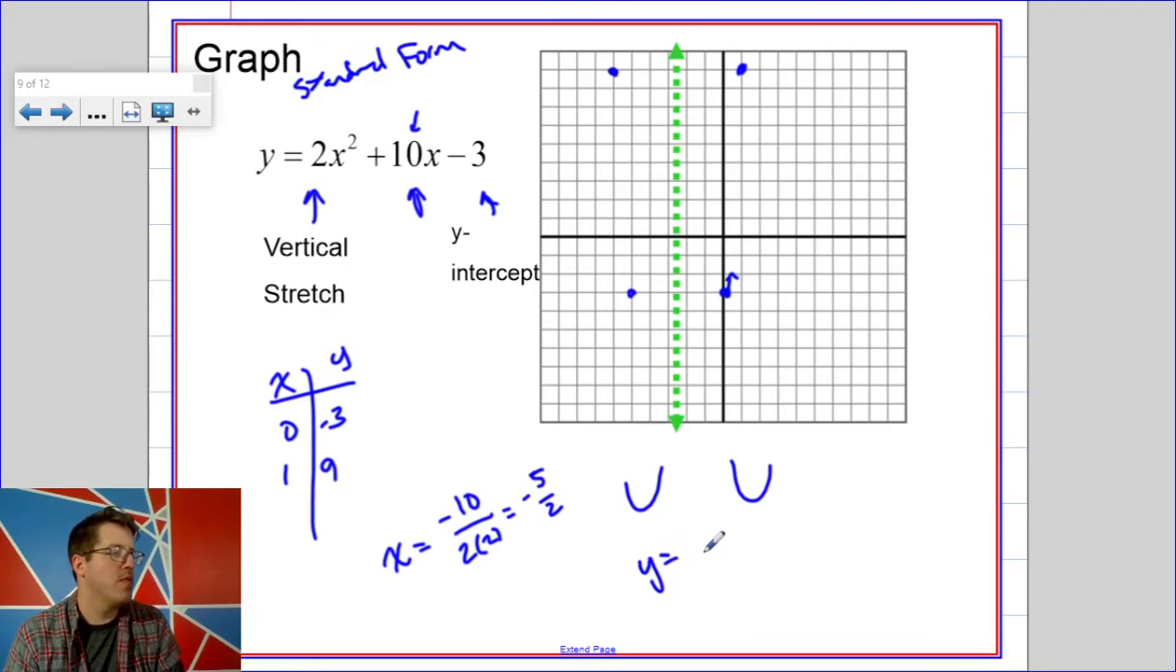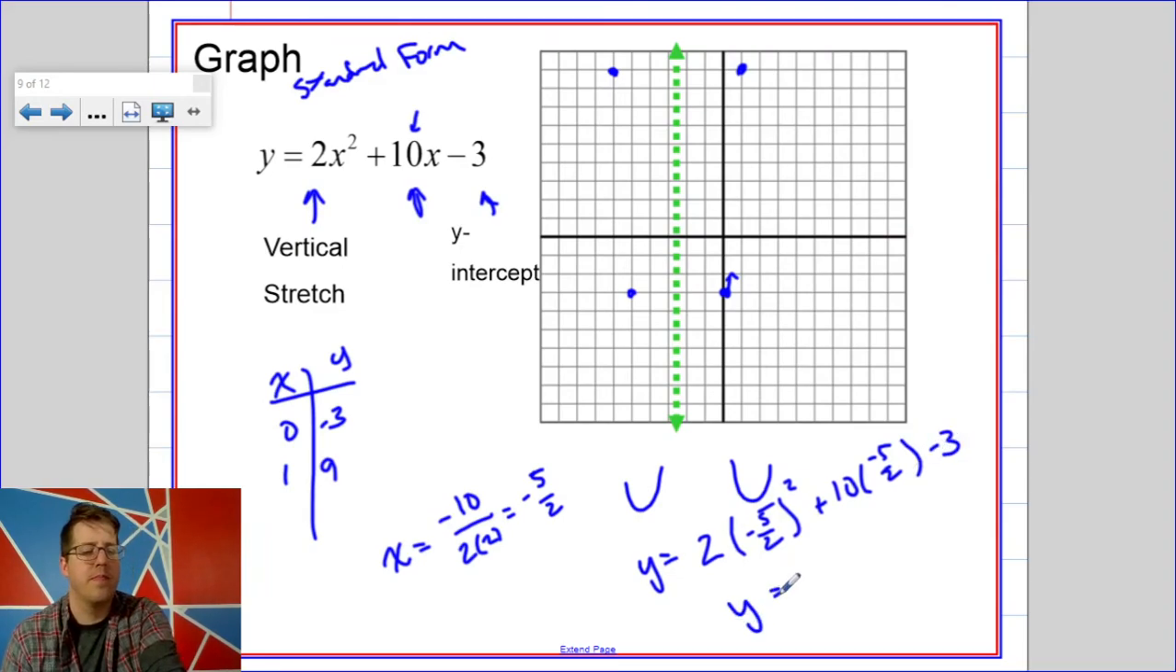So y equals 2 times negative 5/2 squared plus 10 times negative 5/2 minus 3. What will the y value be? We get negative 15.5, so all of the way down here.